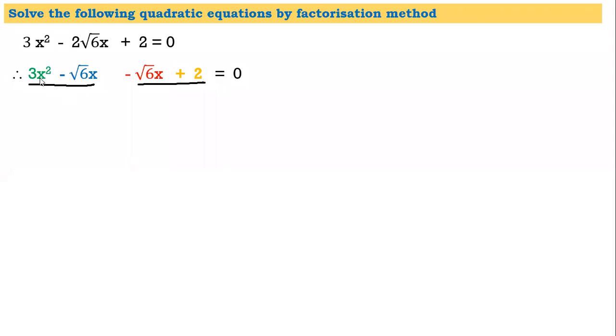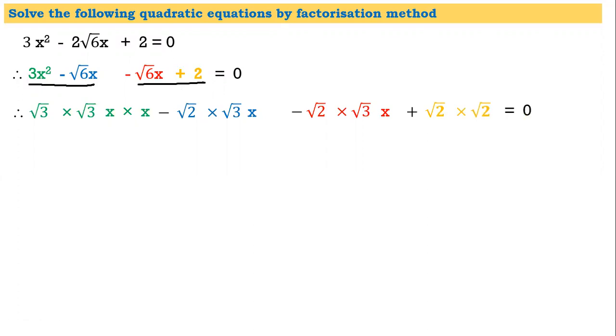Now 3x square, write in terms of roots. This 3, I know, can be written as root 3 into root 3. This x square can be written as x into x. Minus root 6. 6 is 3 2s are, so 6 will be written as root 2 into root 3 and x as it is. Once again, I have root 6x, so I will write root 3 into root 2 or root 2 into root 3 into x. I have the last term as 2, so I'll write plus root 2 into root 2 is equal to 0. Now students, just follow the color combination. You'll understand which number is broken and how based on the color.